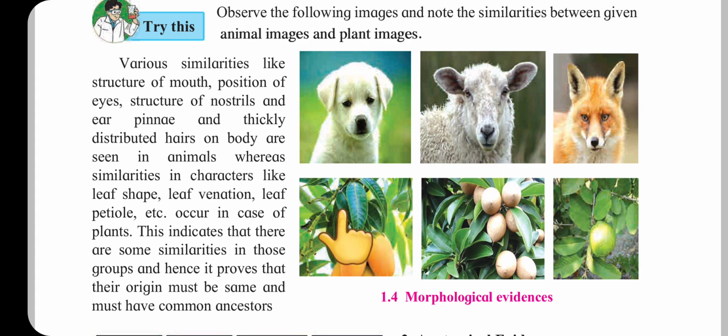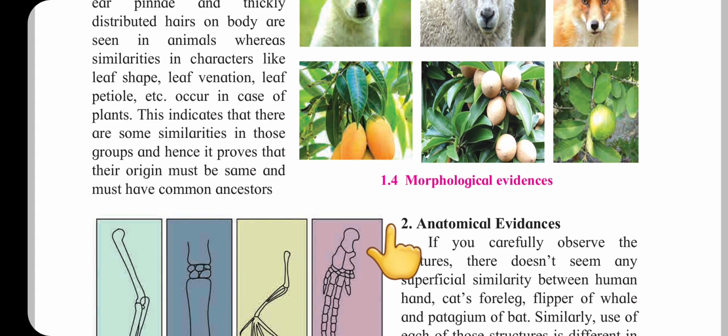Next we'll learn about the plants. These are three different plants that show similar structure in leaf shape, leaf venation, leaf petiole, etc. This indicates that these plants have a common ancestor.